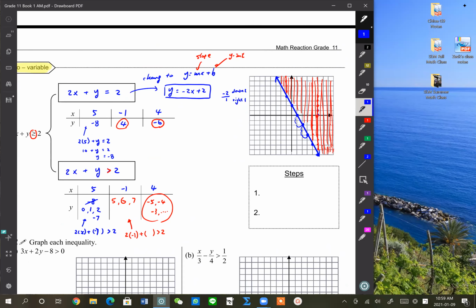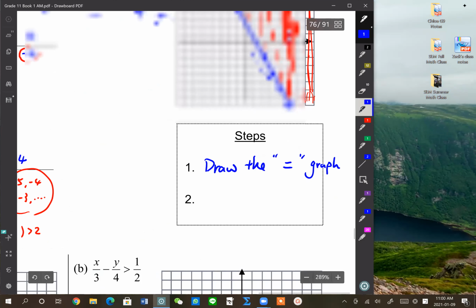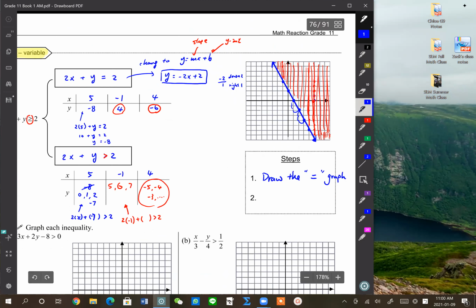Step 1 is to draw the equal graph. Doesn't matter if the question has an equal sign or not. You pretend it's equal first. Draw the equal one. And when you are drawing the equal graph, you use y equals mx plus b. You can change it when you see the question.